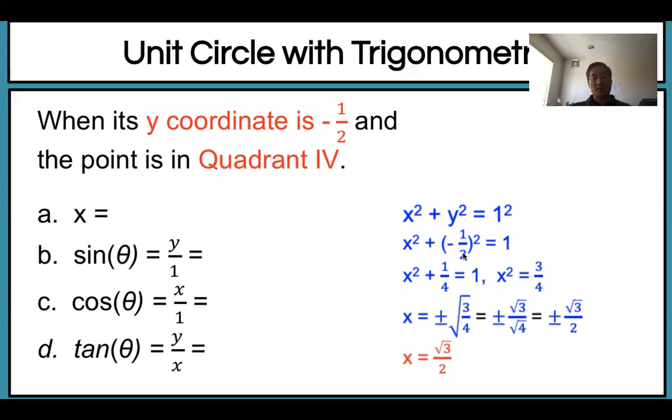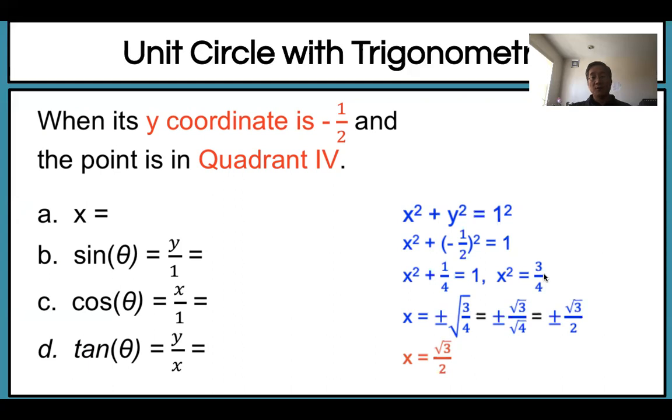And the 1 over 2 is 1 over 4. Now, you move 1 over 4 to the other side. 1 minus 1 over 4 becomes 3 over 4. And how do you solve for x from x squared? Yeah, you do the square root to both sides.